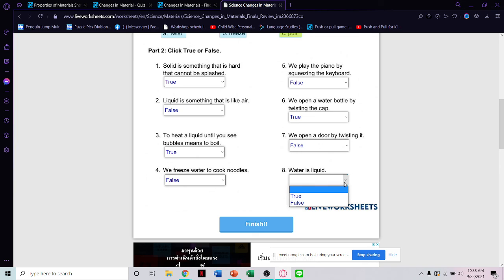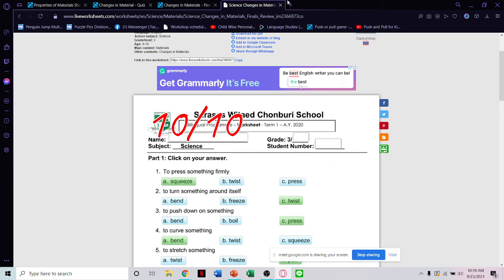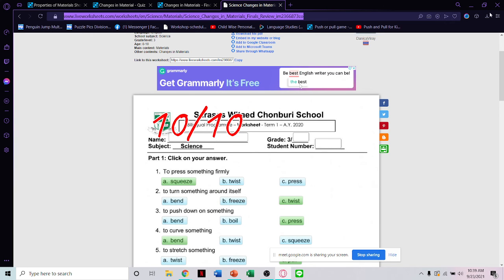Number 8, water is liquid. True or false? True. Click finish. Check my answers and take a picture of this worksheet.